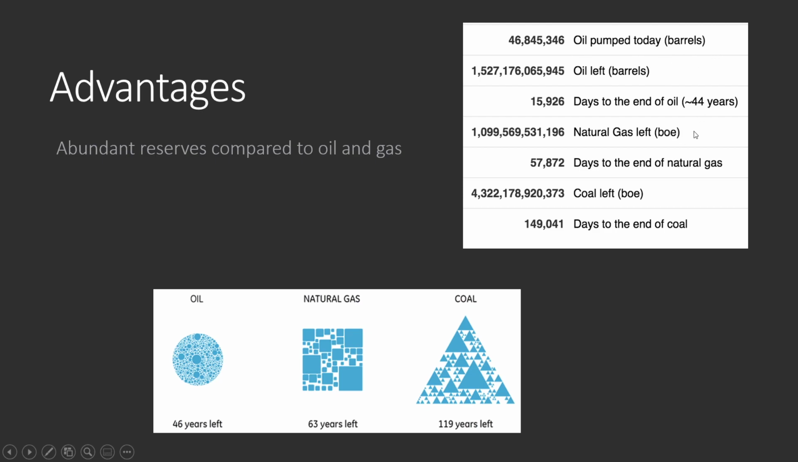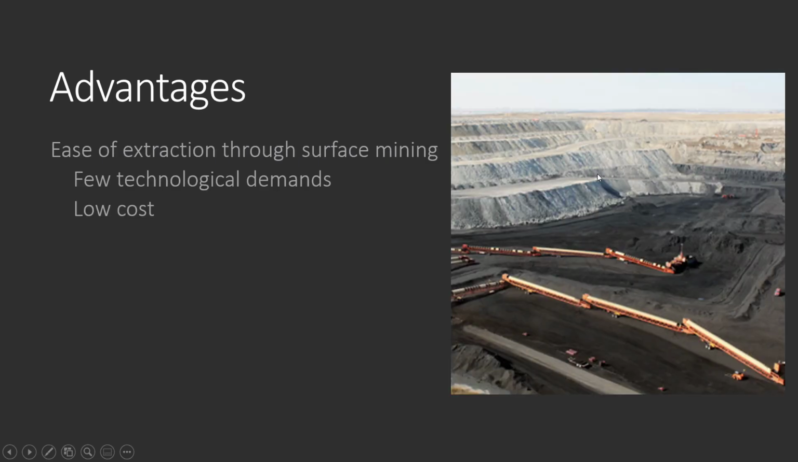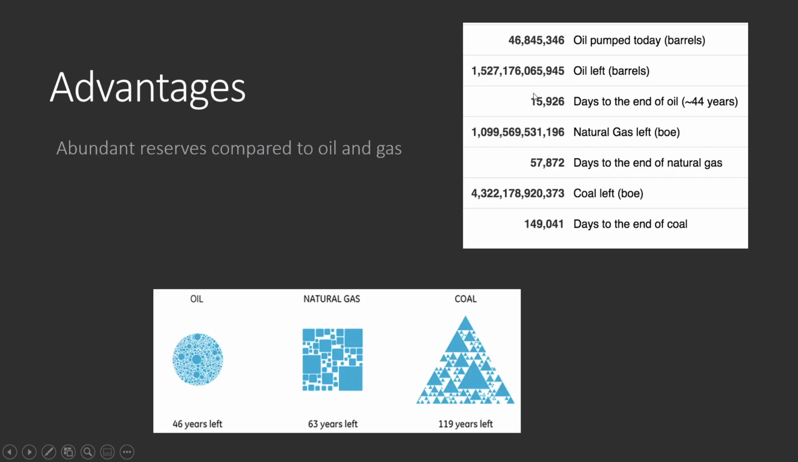Natural gas, on the other hand, the amount of natural gas used or available is a little bit less. There's about 1 trillion. But we don't have to use as much, so we have about 57,000 days left of natural gas. You can kind of do the math there. It's about 4 times as much, so about, what would 4 times? About 200 years-ish, give or take, a little less than that.